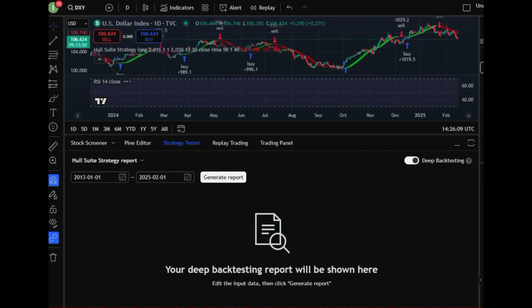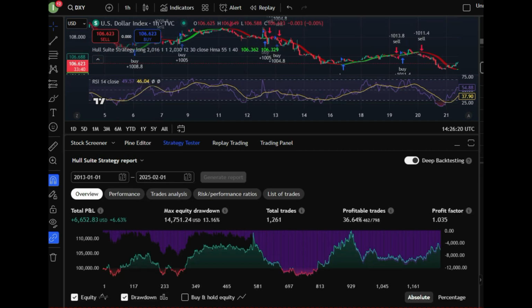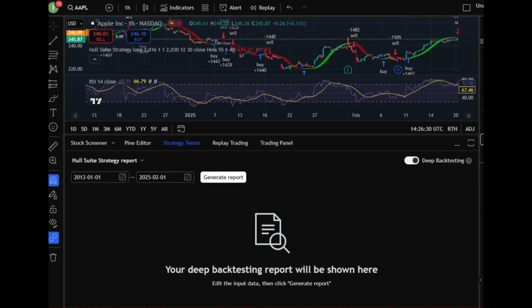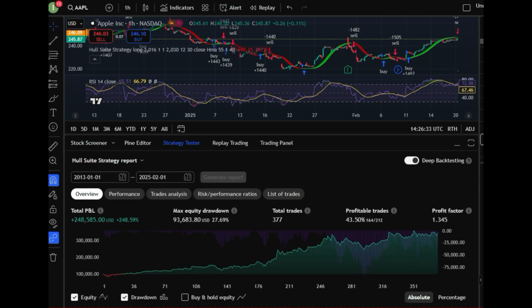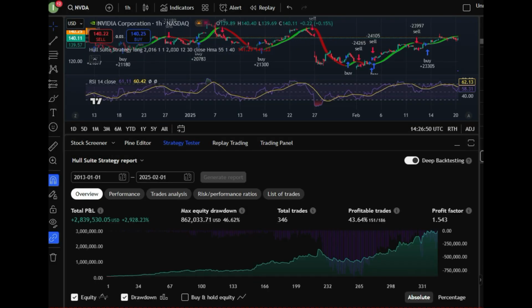Let me see how it performed on an index. On the daily chart, not so good. On the hourly chart, we have some kind of profit, so it's not so bad. However, I saw that for stocks there are better results. I'm continuing to backtest on stocks. Now I test Apple, very good results. Now I can test some other stocks that I prefer to trade, for example Nvidia, excellent results.